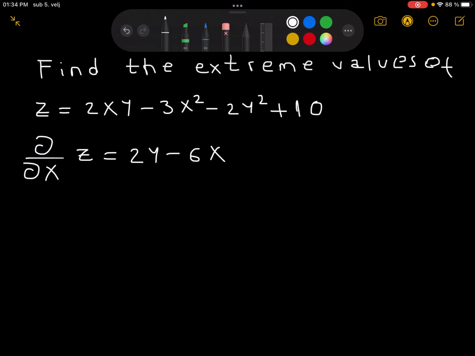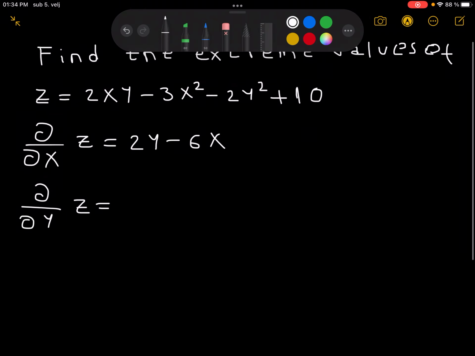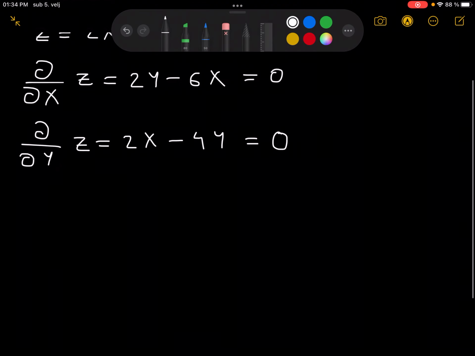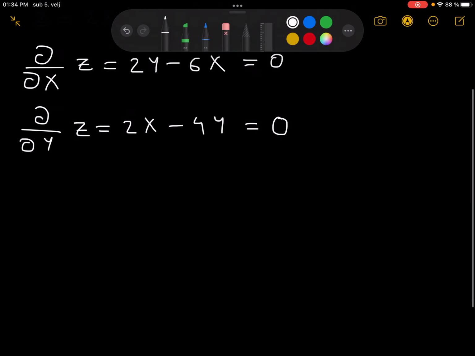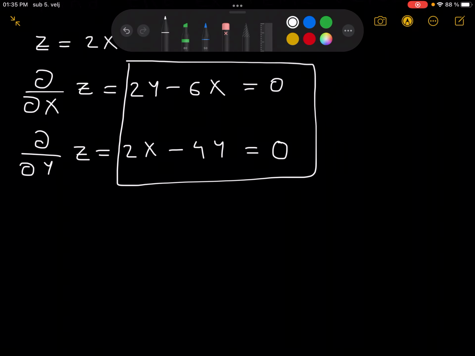2 times y minus 6 times x, and the partial derivative of z with respect to y is equal to 2x minus 4y. Okay, so the next thing that we have to do is set these two partial derivatives to 0. And now what we have to do is solve this system of equations.